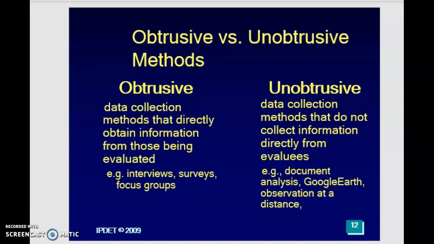Another type of data collection method that we could look at is obtrusive and unobtrusive. Obtrusive data collection methods directly collect data from those that are being evaluated, like interviews and surveys and focus groups. But unobtrusive collects this information indirectly. So we could do a document analysis.